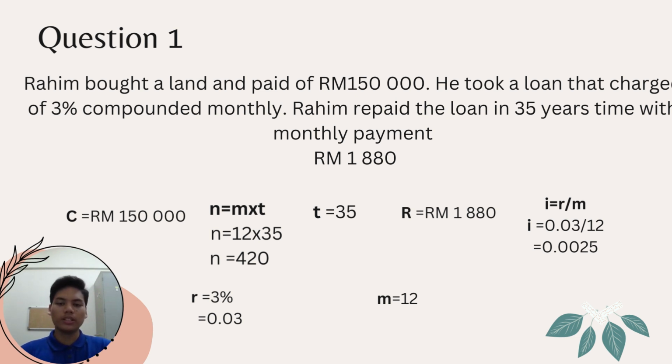So we point out our points. Cost is RM 150,000. n is M times T, 12 times 35, so n equals 420. T is equal to 35. R is the monthly payment, R equals RM 1,880. i is K over M, 0.03 over 12, so i is equal to 0.0025. K is equal to 0.03. M is equal to 12.